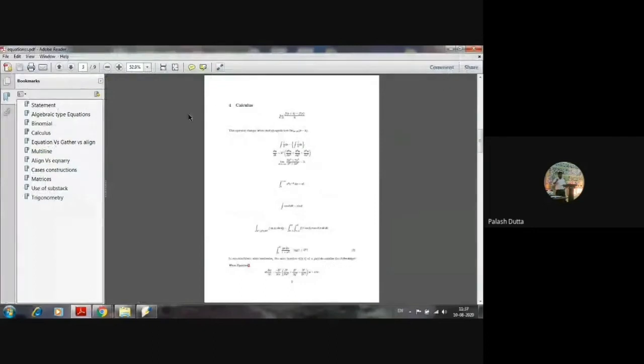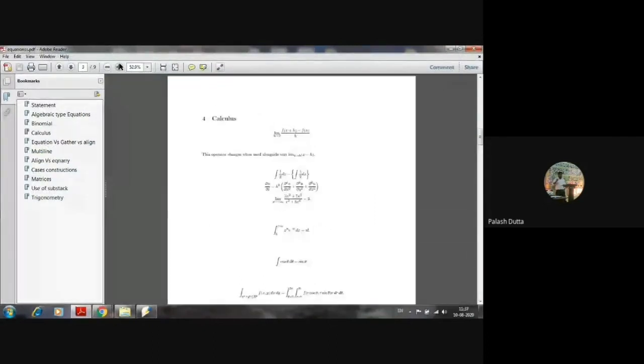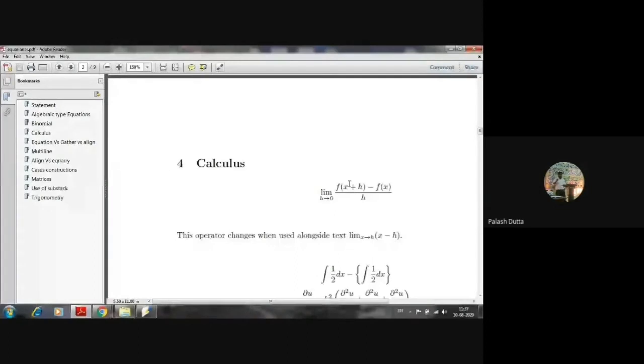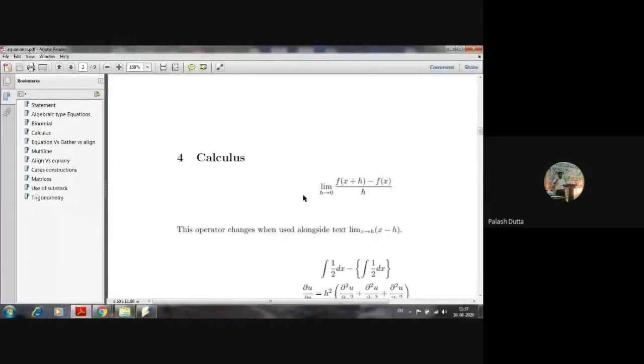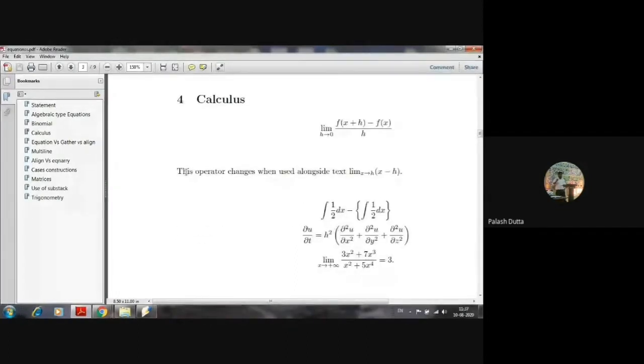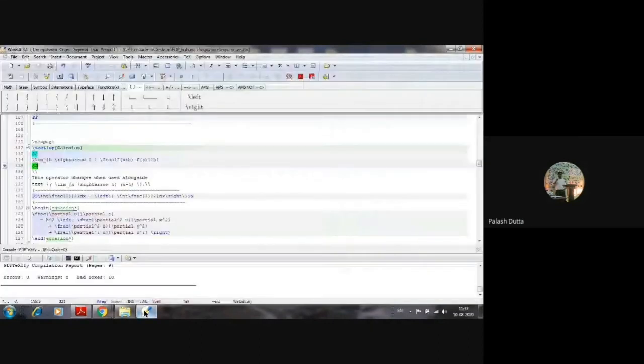Yes. Here you see, right? In a similar way we can insert some text also. This operator changes when used alongside text, limit h to 0 of f of x plus h minus f of x, right? So for this we have written the same statement. The statement will be the same, right? But the mathematical expression is slash, this bracket, then limit x tends to h, right?